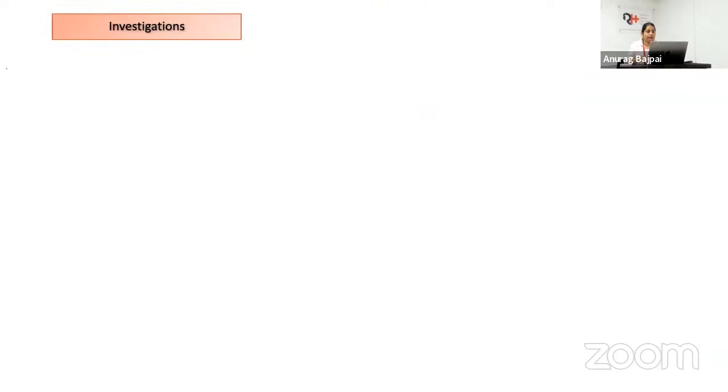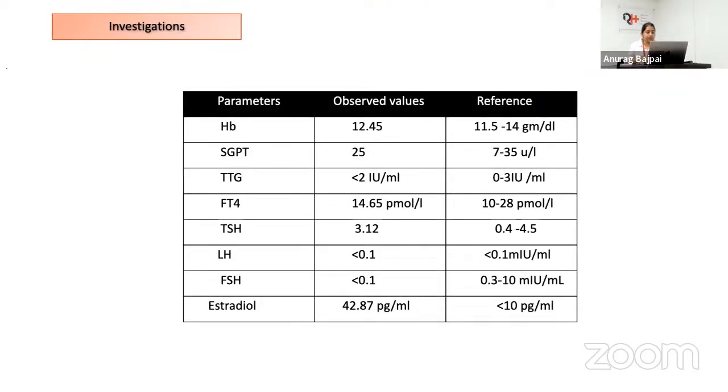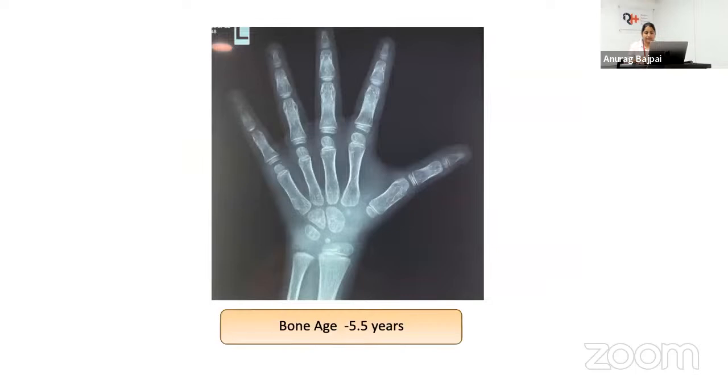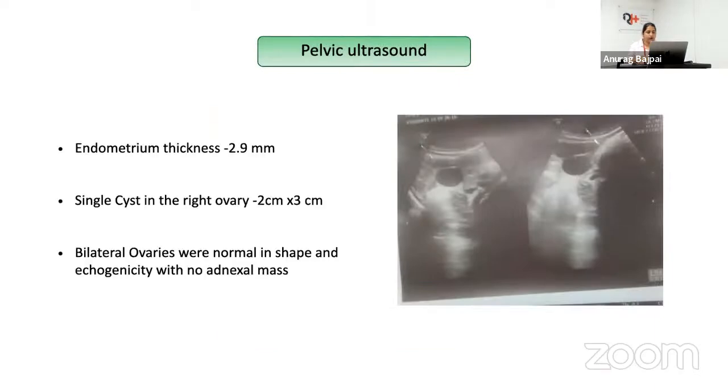On investigation, the thyroid profile was absolutely normal. Both LH and FSH were prepubertal, and the estrogen was 42, which was high for this age. This clearly favors peripheral precocious puberty. The bone age was 5.5 years, which is not delayed, just appropriate for her age. On pelvic ultrasound, the endometrial thickness was 2.9 mm, and there was a single cyst in the right ovary measuring 2 cm by 3 cm. Both ovaries were otherwise normal in shape and echogenicity, with no adnexal mass.